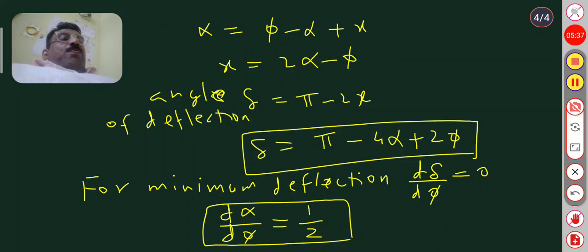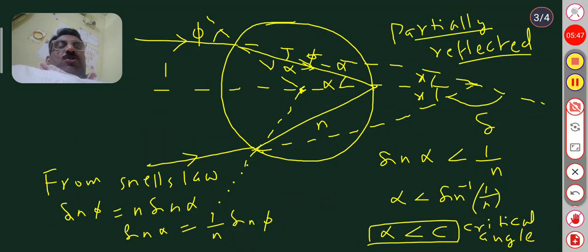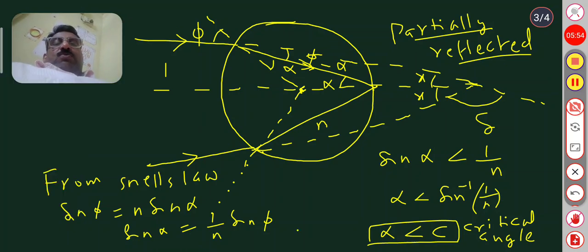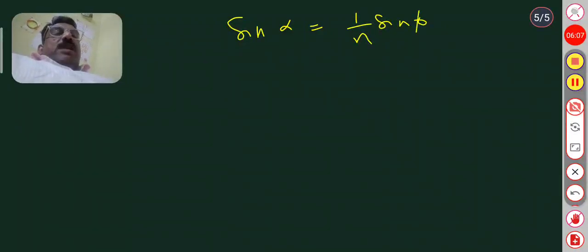Okay, so how will you find the value of phi? In order to find the value of phi, let us take the relation which we got here: sine alpha is equal to 1 by n sine phi. So I'm going to take that relation here: sine alpha is equal to 1 by n sine phi.